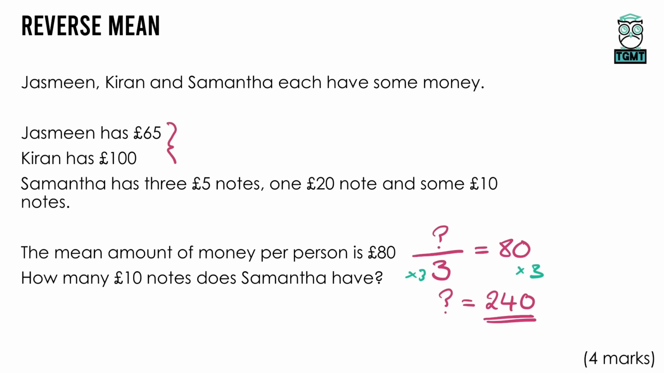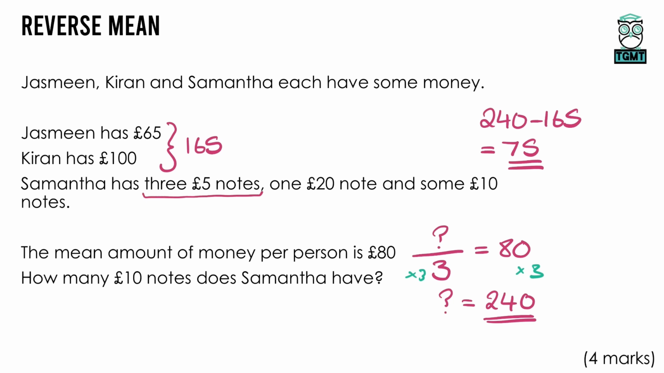Now, Jasmine and Kieran at the moment together have £165. So we can find out how much Samantha has by doing 240 take away 165. Now, I'm going to do this on the calculator, but do notice how I am still writing out the subtraction calculation here to make sure I get my method marks in a question. So Samantha has £75.